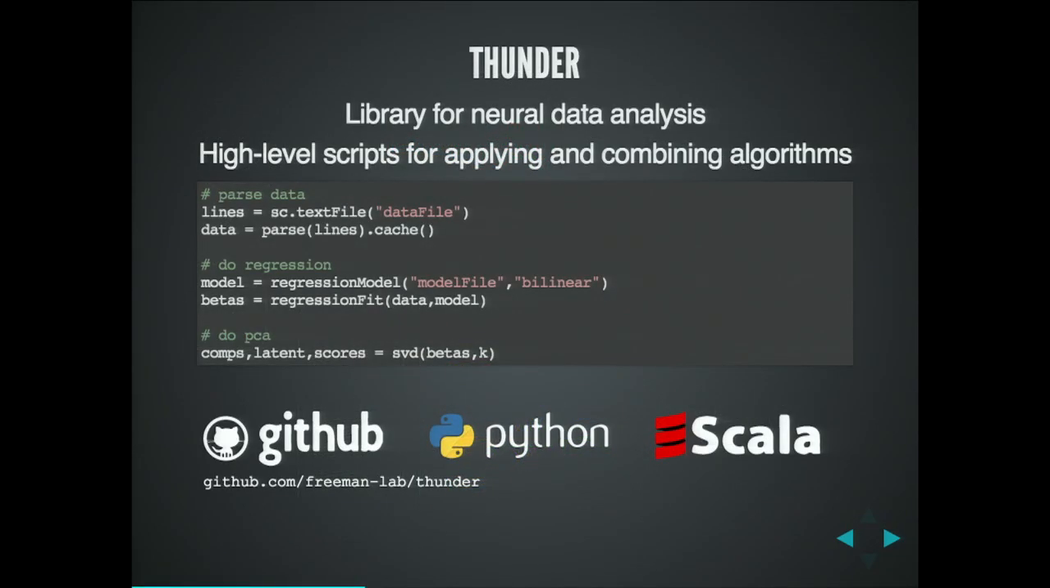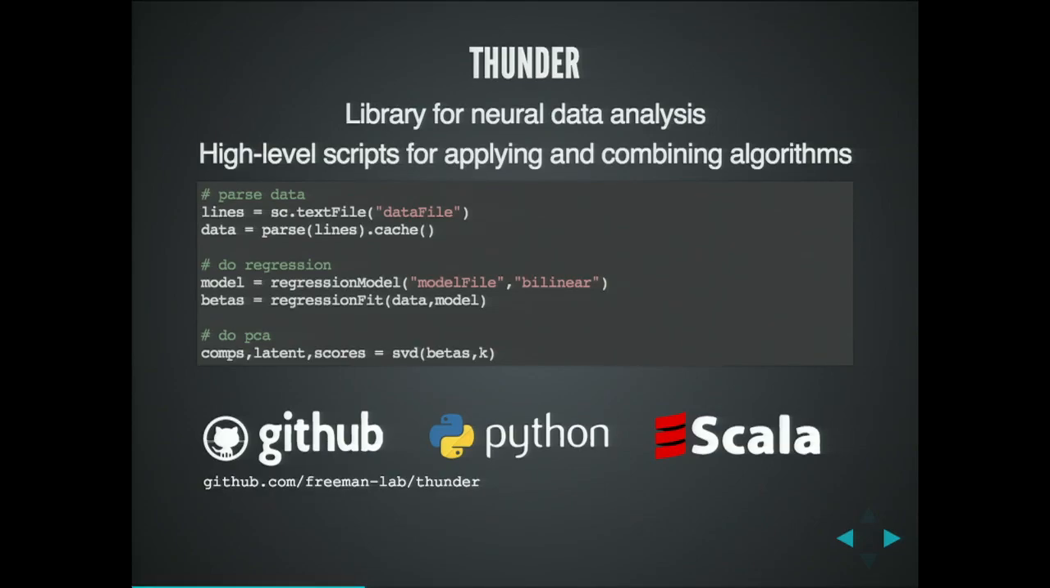The analyses themselves we've been building as part of a library that we've been writing. This library has a combination of analyses and algorithms for a variety of general machine learning tasks, and then also problems specific to neural data analysis. In that sense, it's quite complementary, I think, to MLbase.